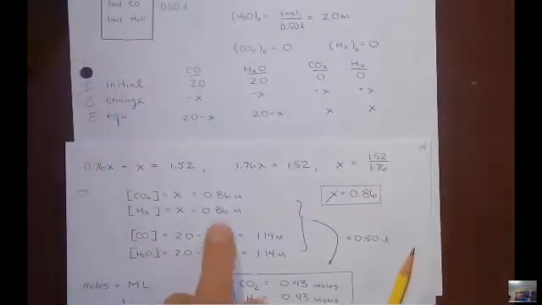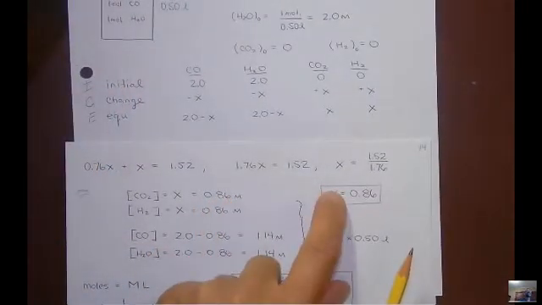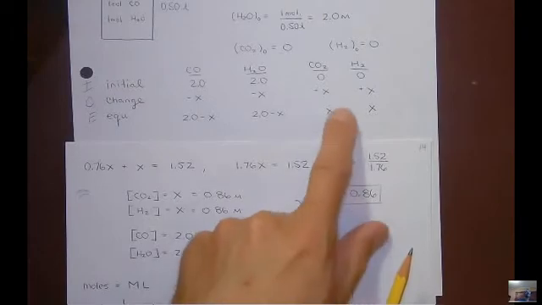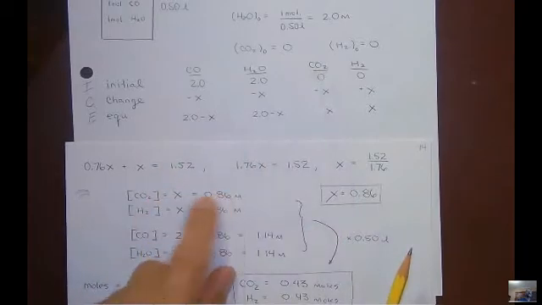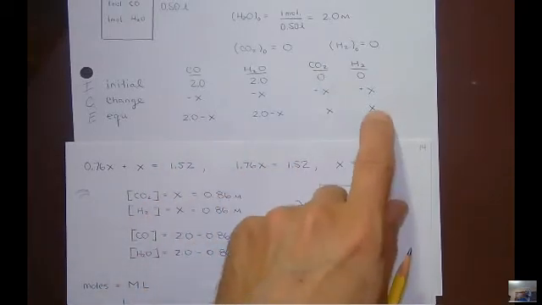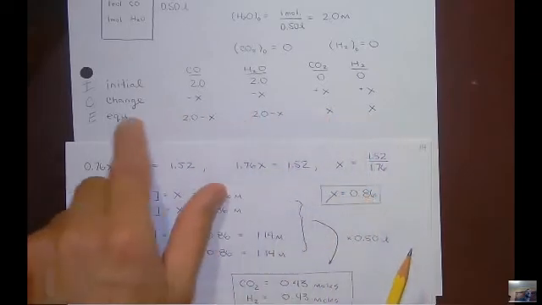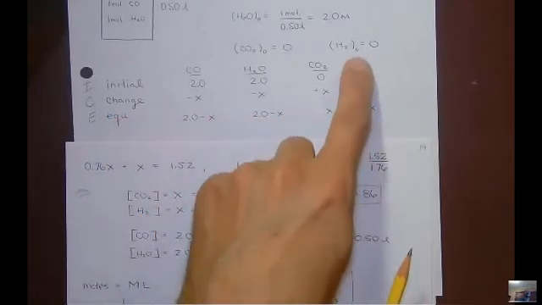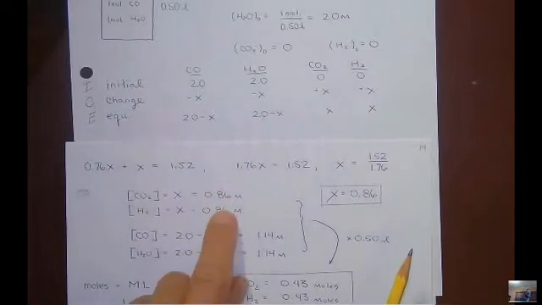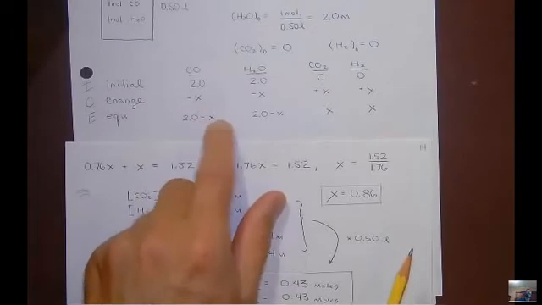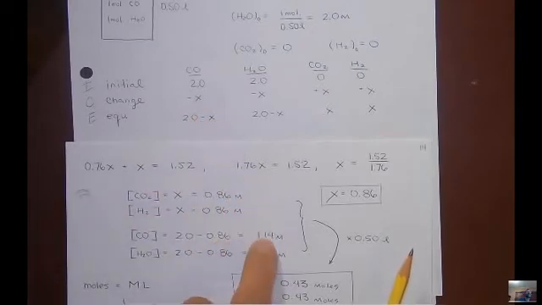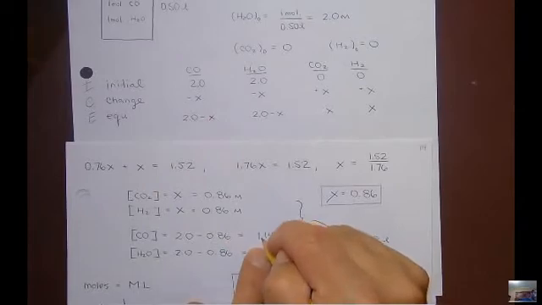So I'll put the two together, like this. How am I going to get this 0.86? I just figured out that x is 0.86, but x is the concentration of carbon dioxide. So that's an easy one. X is the concentration of hydrogen. Look, x is the concentration at equilibrium of hydrogen. Look where that guy is. So that's 0.86. What's the concentration at equilibrium of carbon monoxide? 2 minus x. So 2 minus 0.86 gives me 1.14.